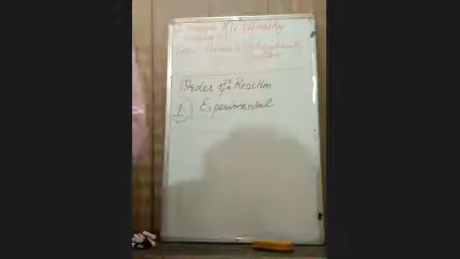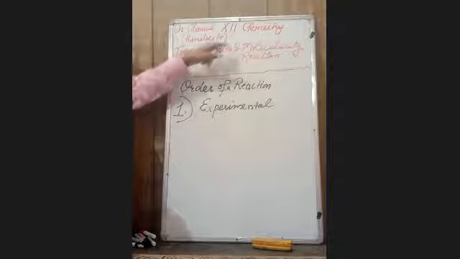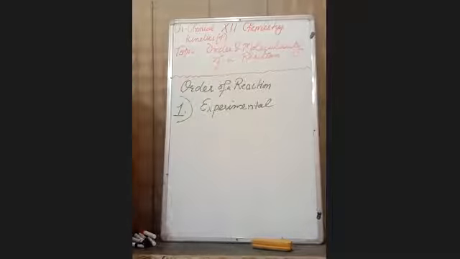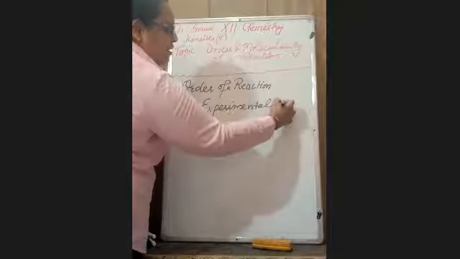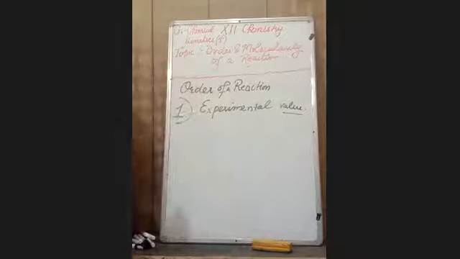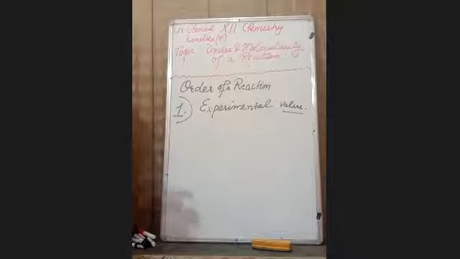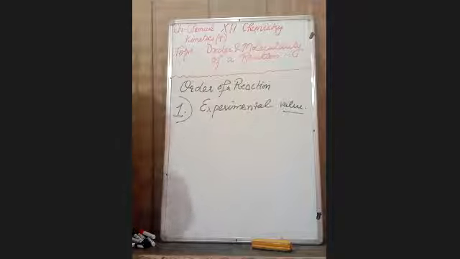Of a reaction. Fine. This is our today's topic of discussion: order and molecularity of a reaction. Order of a reaction is an experimental value, which means you cannot tell the order of a particular reaction by only seeing the reaction. Now, we know how to write the rate law expression. In yesterday's lecture, we had discussed it.